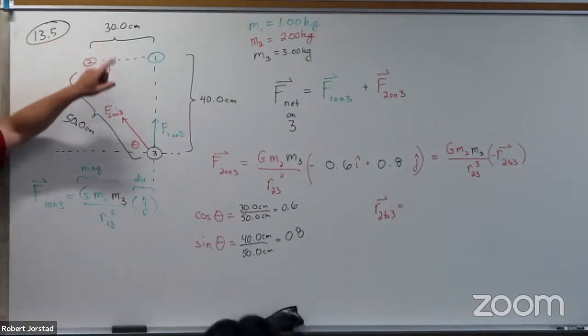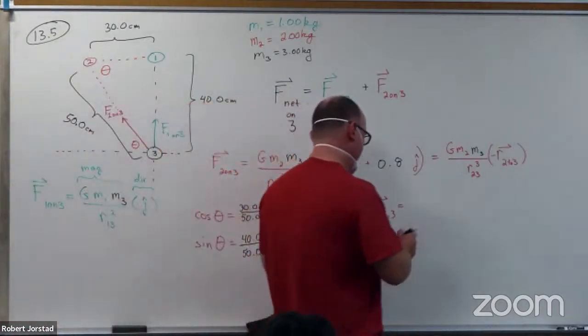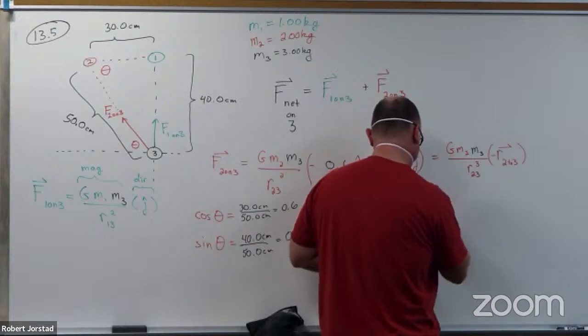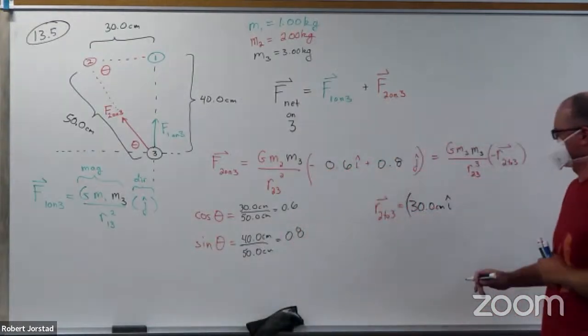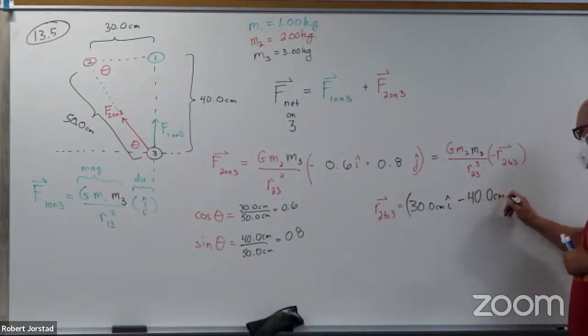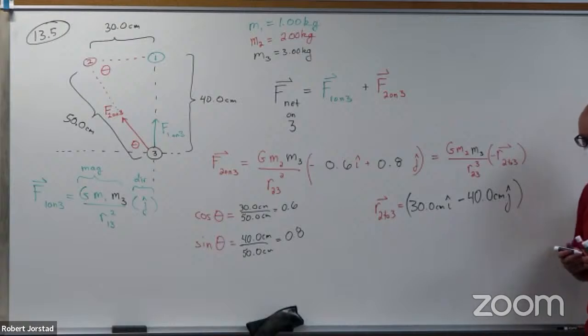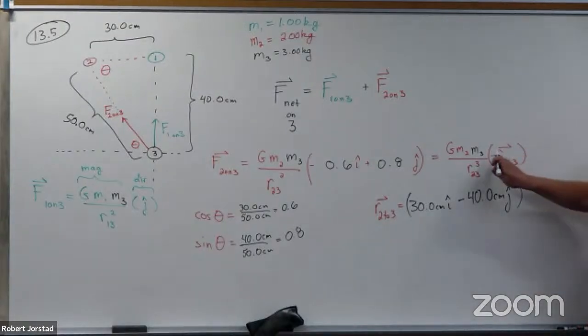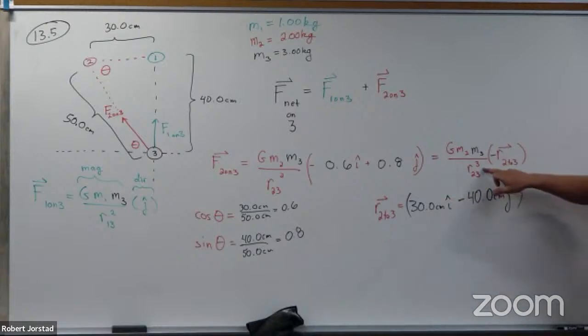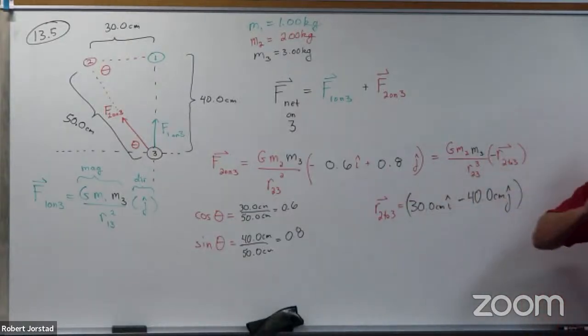30. 30 I hat positive. How much in the J hat? Negative 40. Now, I haven't shown you this, but look, there's this minus sign right here. That's going to flip the signs. There's an extra magnitude of R, which is the extra 50 centimeters right there. Do you agree that's going to give me the exact same result? Take a second to look at it.